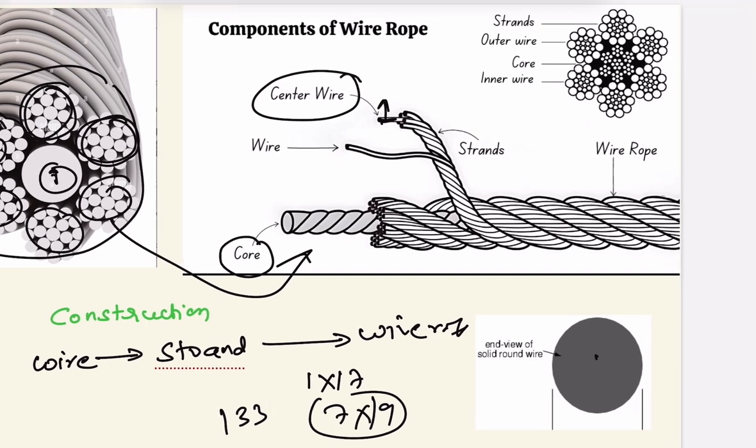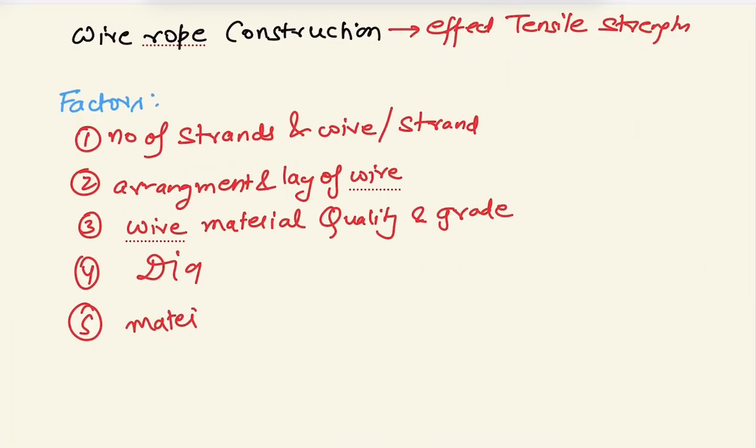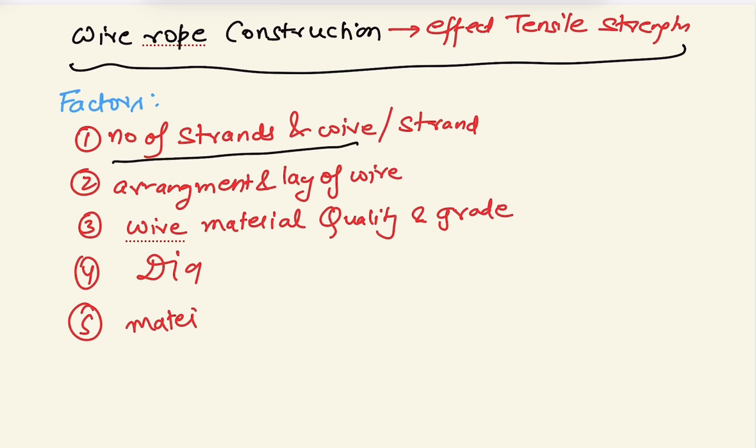This construction also affects the properties of the wire rope sling. Basically, the wire rope sling construction affects its tensile strength. The first factor that affects the tensile strength is the number of strands and the number of wires per strand. It is a simple case.